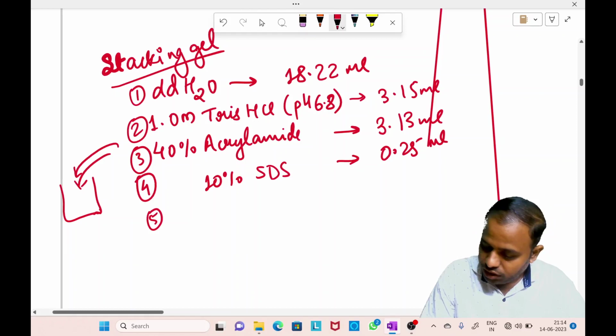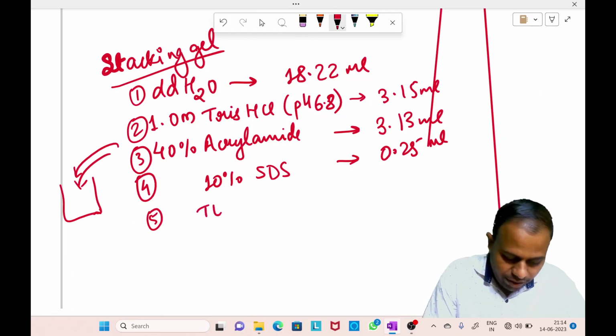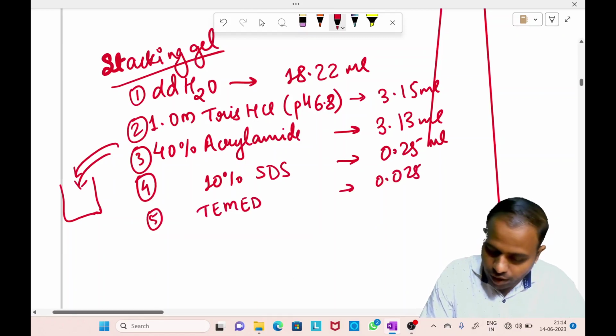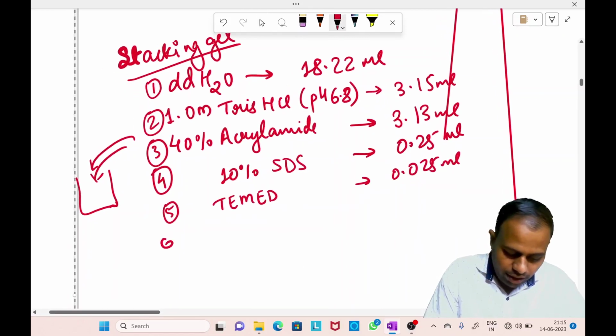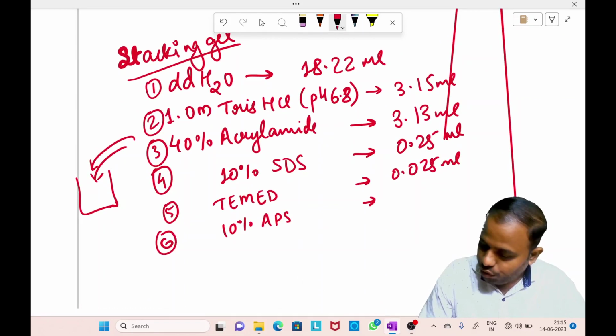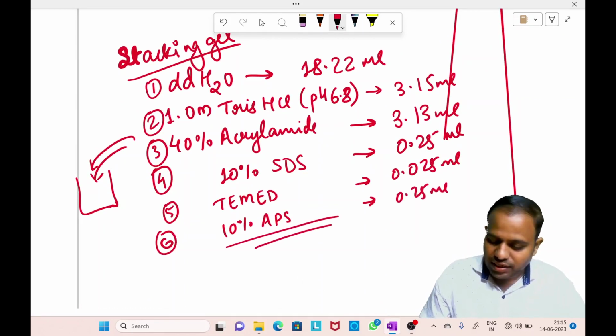Then TEMED. TEMED should be 0.025 ml. Then 10% APS solution, ammonium persulfate solution. You have to use it as 0.25 ml. So this is the composition of stacking gel, the gel which you are going to pour at the top.